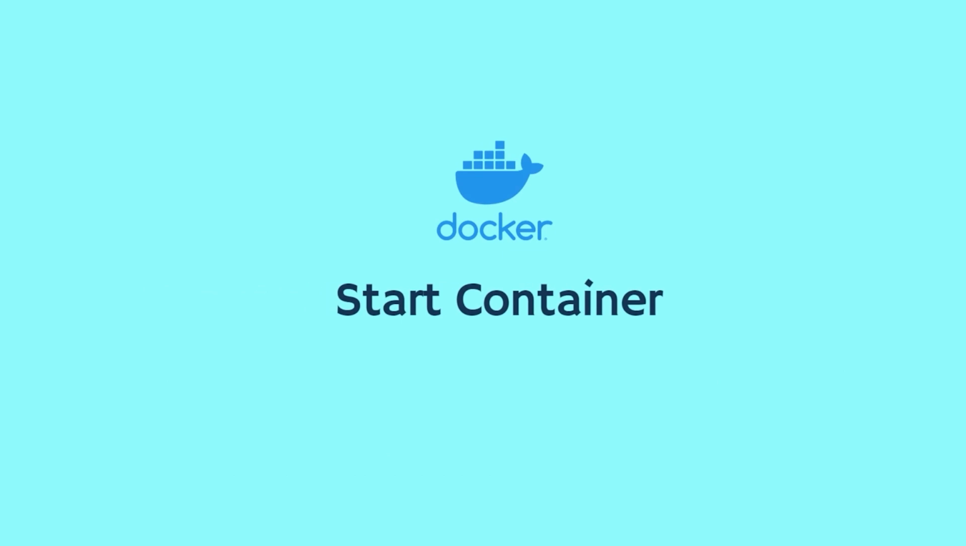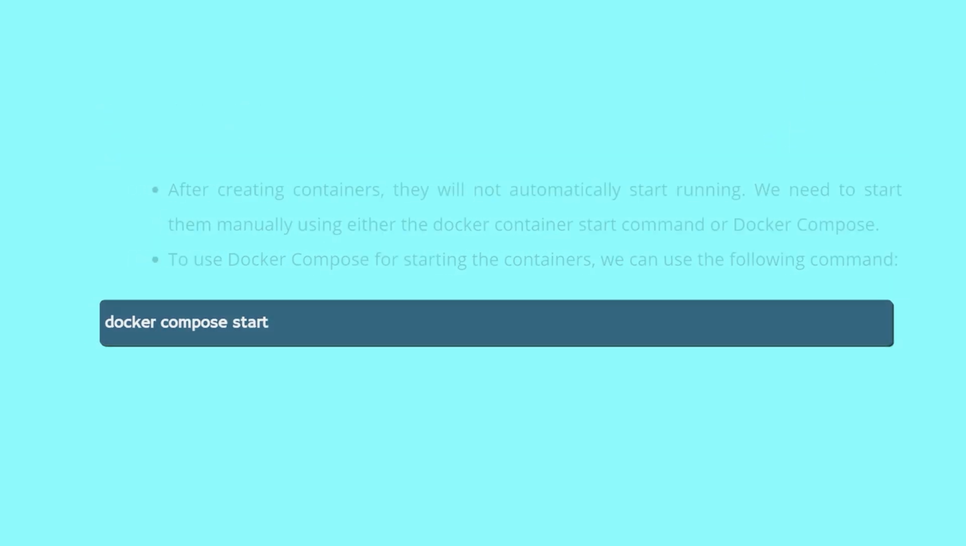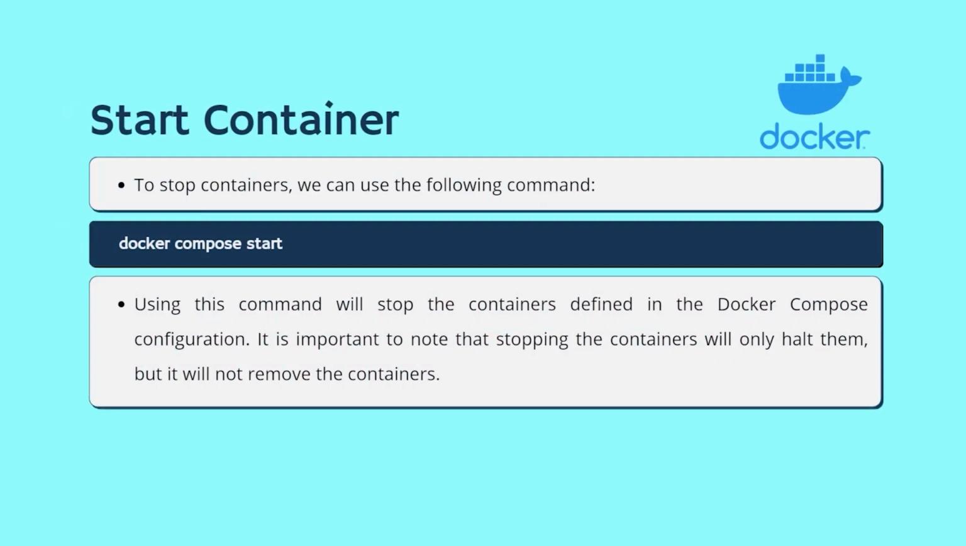Start container. After creating containers, they will not automatically start running. We need to start them manually, using either the docker container start command or Docker Compose. To use Docker Compose for starting the containers, we can use the following command: docker compose start. Stop container. To stop containers, we can use the following command: docker compose stop. Using this command, we'll stop the containers defined in the Docker Compose configuration. It is important to note that stopping the containers will only halt them, but it will not remove the containers.